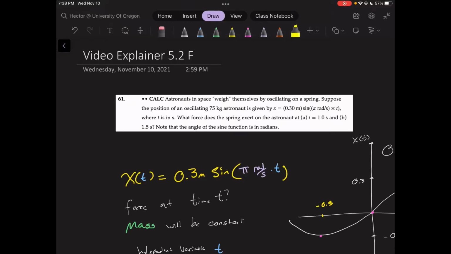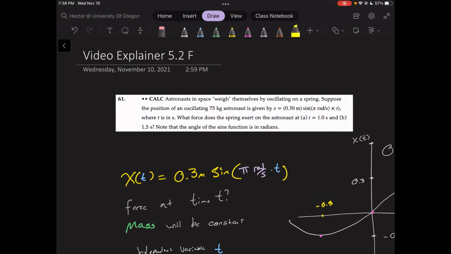My name is Hector. We're going to go over question 61 for Video Explainer 5.2. Astronauts in space weigh themselves by oscillating on a spring. Suppose the position of an oscillating 75 kilogram astronaut is given by x equals 0.3 meters times sine of pi radians per second times t, where t is in seconds. What force does the spring exert on the astronaut at t equals 1 and at t equals 1.5? Note the angle of the sine function is in radians.